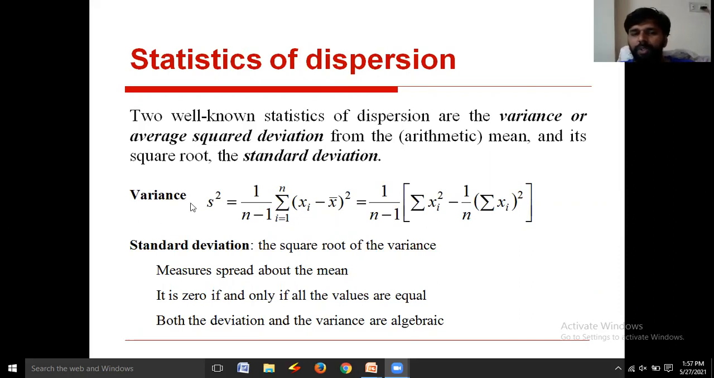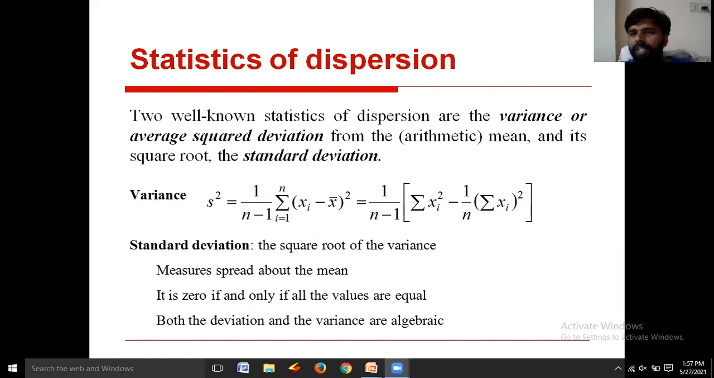What is the formula we need to use to find variance? The formula for variance is S square equal to 1 by (n minus 1). Here n indicates the number of elements in the data set, right? Here S square indicates variance. That is equal to 1 by (n minus 1) into the summation of i equal to 1 to n of (xi minus x bar) whole square. Here xi indicates individual elements minus the average, this is the mean value, whole square.